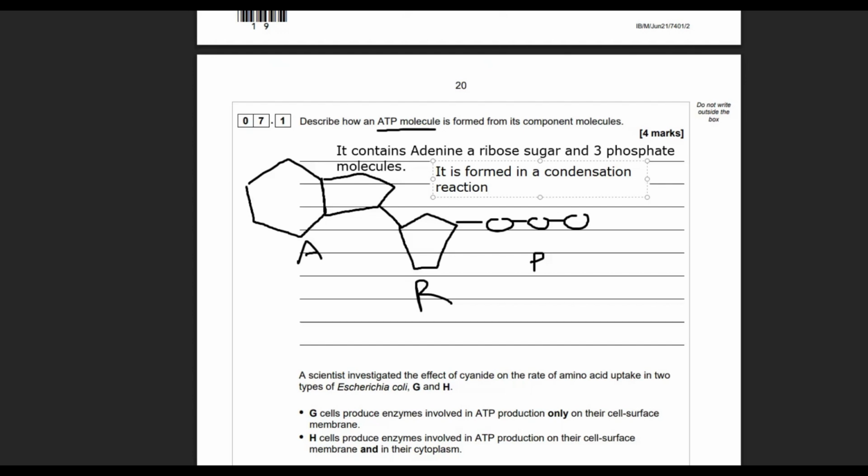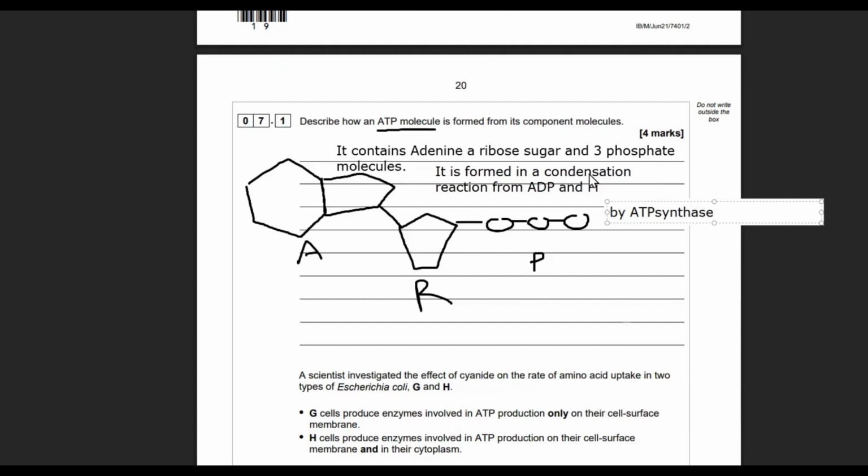What else can we say? It's formed from ADP and Pi. And what enzyme puts the ADP and the Pi together? I'm going to say by ATP synthase. And that's going to get us 4 marks.